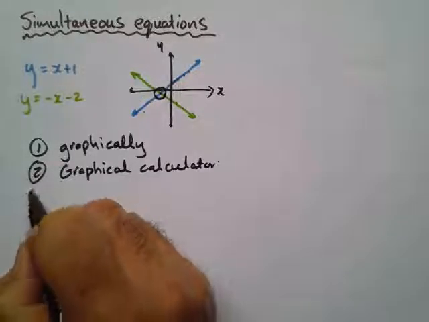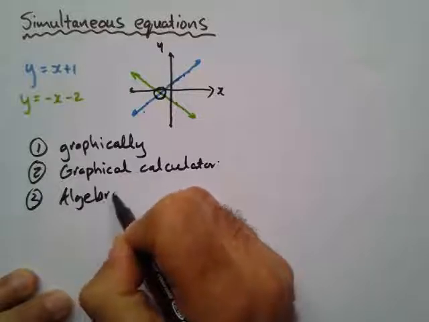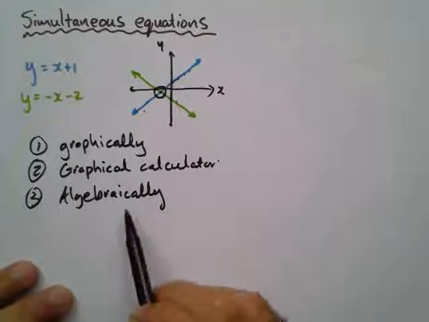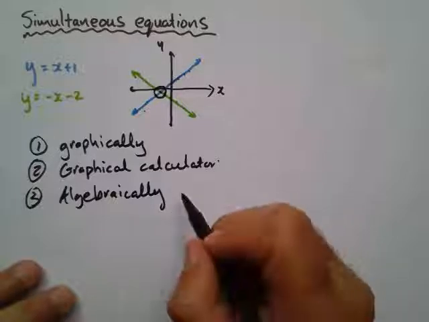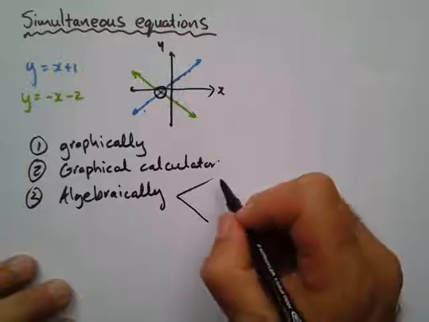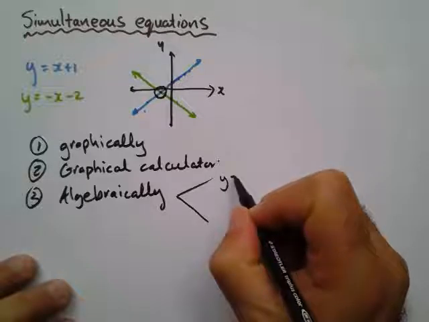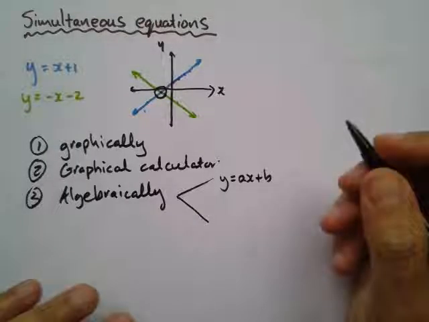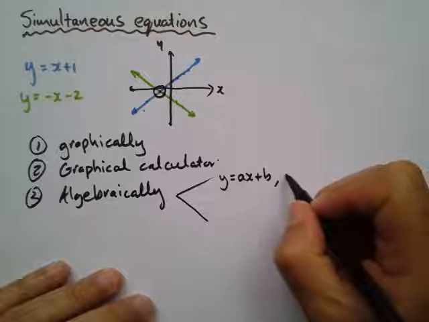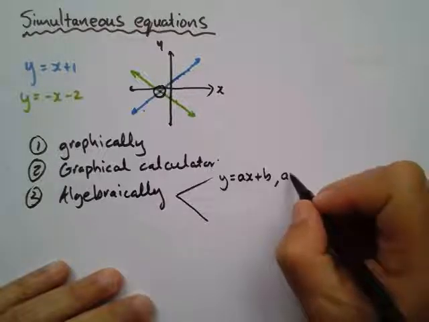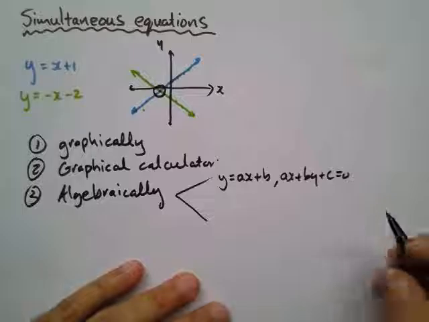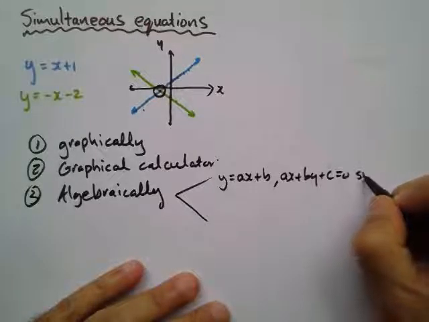Our third method is algebraically. And unless they tell us not to do it, or to do it with your calculator or graphically, we assume that we have to show algebraically. Algebraically, there's two methods that we're going to use. The two methods depend on what they give us. If they give us two equations, and one of them is in the form of y equals ax plus b, and the other one can be in any form, but y is the subject, then this can be in any form. So let's say ax plus by plus c equals 0, or c can be on that side. We can use a method called substitution.